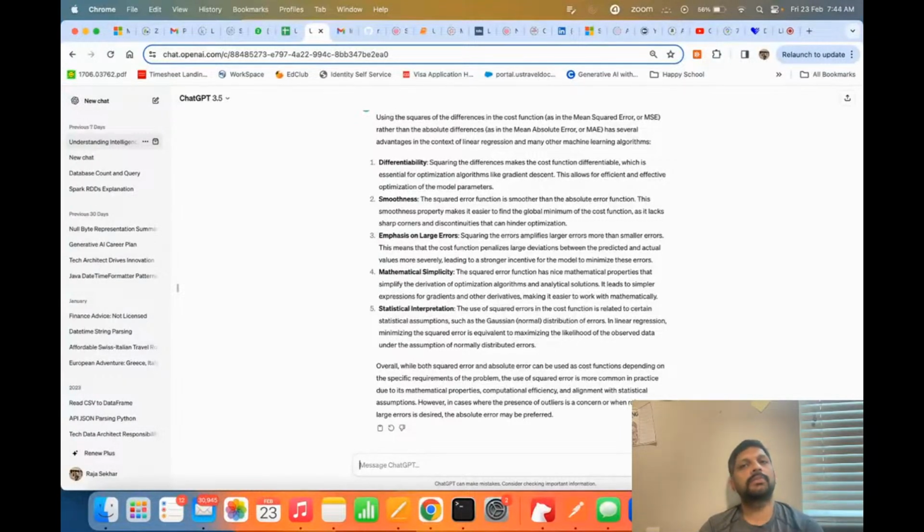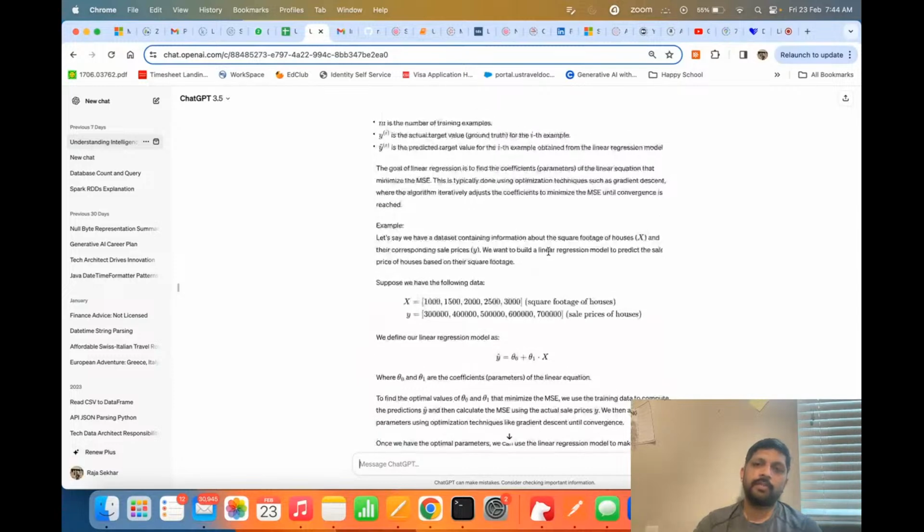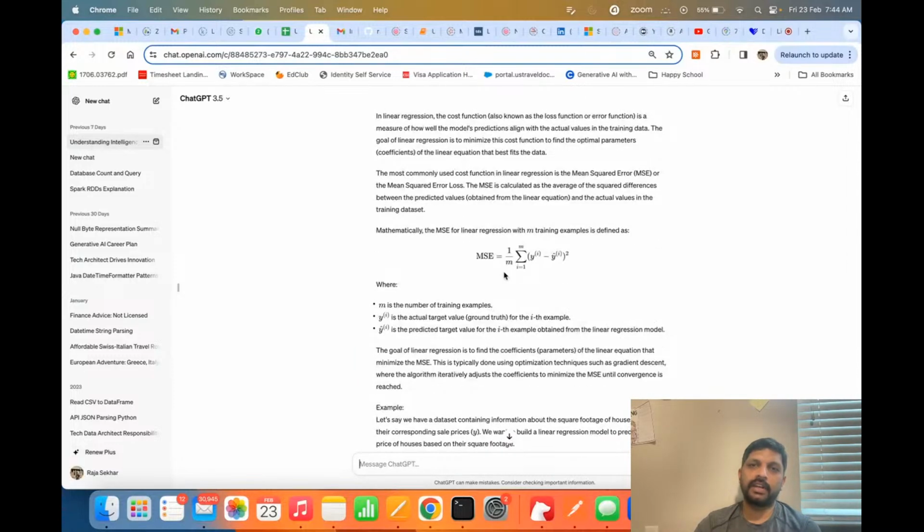Differentiability: squaring the differences makes the cost function differentiable. So as we said, in our flow we have arrived till here, right? 1 by m, that is, we said average or mean, of the sum of the differences. And we thought our equation is sigma i equal to 1 to m, and then we had modulus of yi and y predicted.